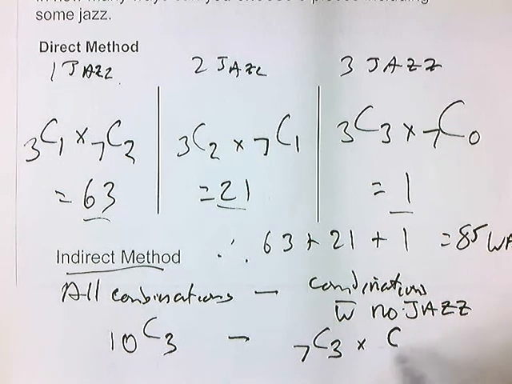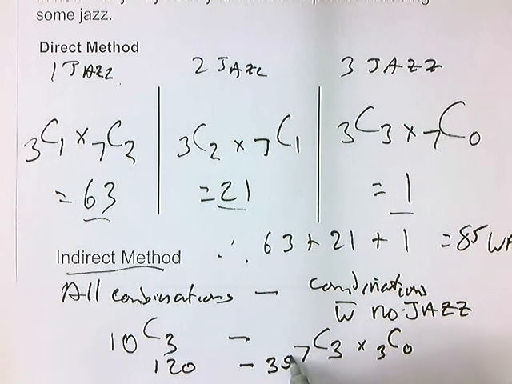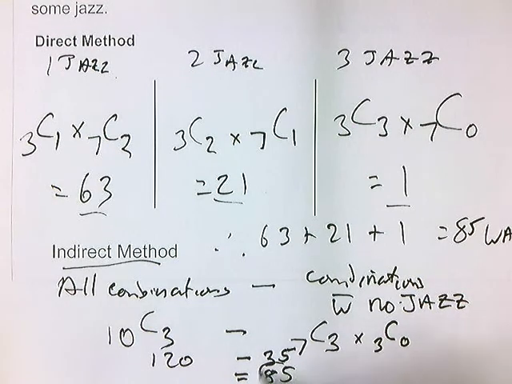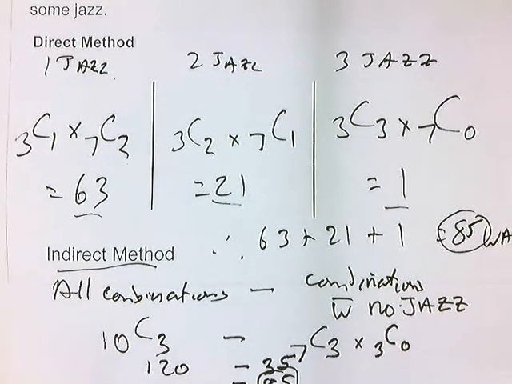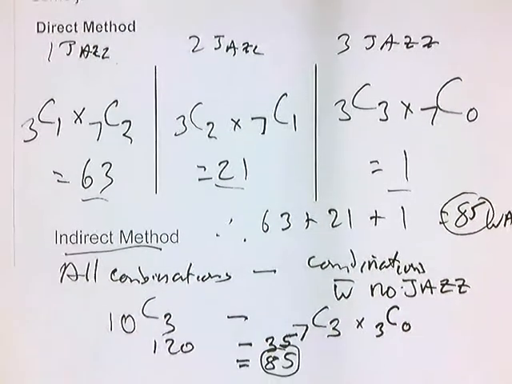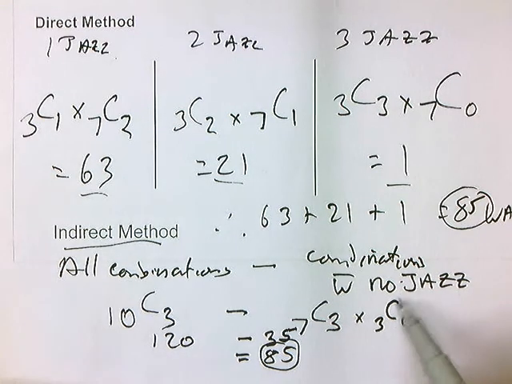times 3, choose 0. That equals 120 minus 35, which is equal to 85, which is the same as above. You probably didn't even need to show this.